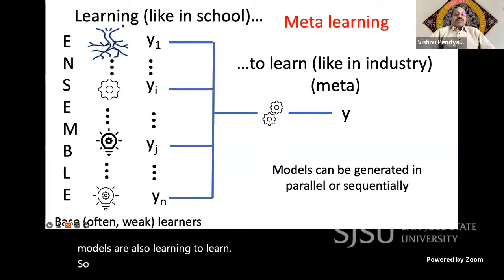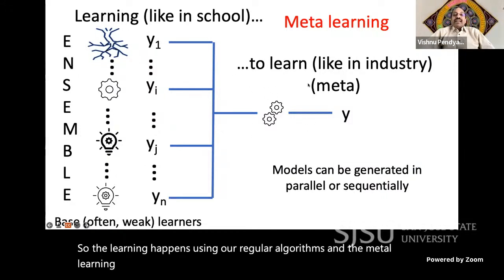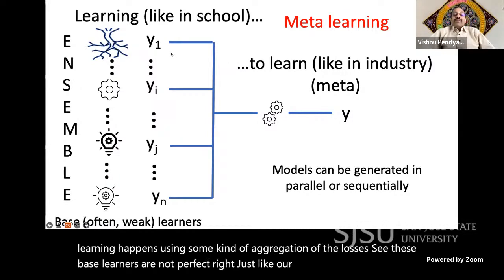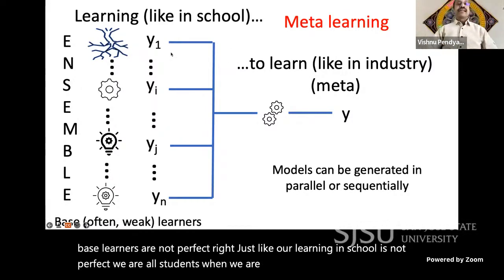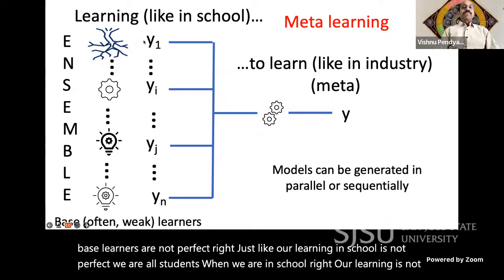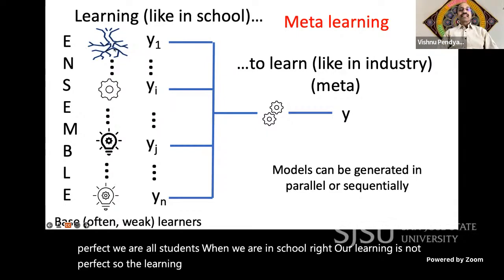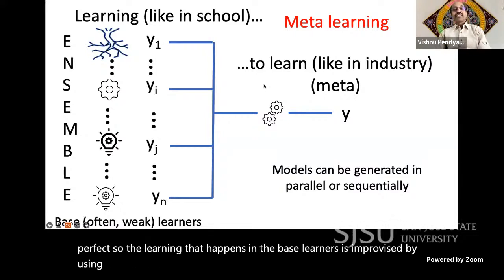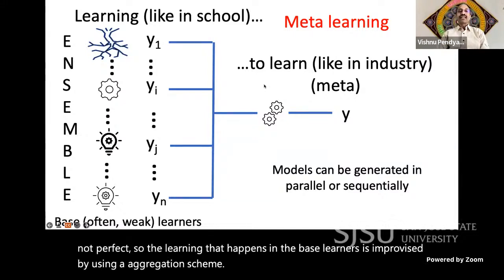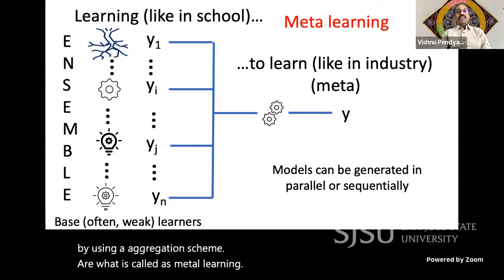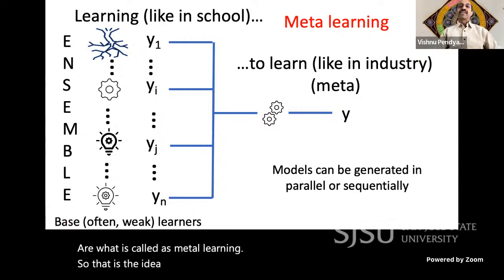So the learning happens using our regular algorithms, and the meta learning happens using some kind of aggregation of the losses. See, these base learners are not perfect, right? Just like our learning in school is not perfect. We are all students when we are in school, right? Our learning is not perfect. So the learning that happens in the base learners is improvised by using an aggregation scheme, or what is called meta learning, right? So that is the idea behind meta learning, or meta algorithms in machine learning.